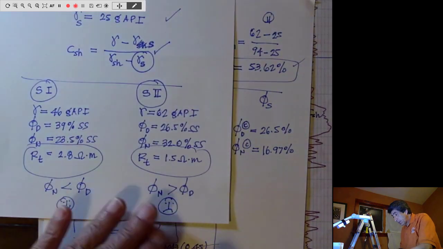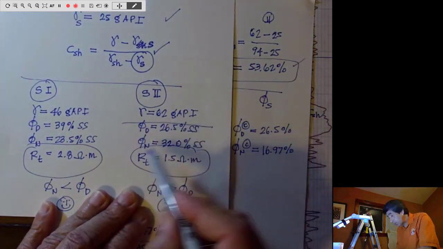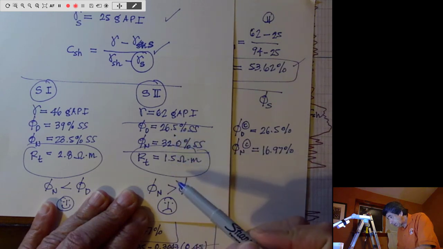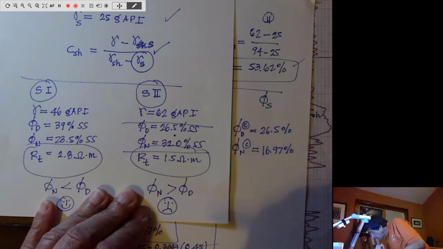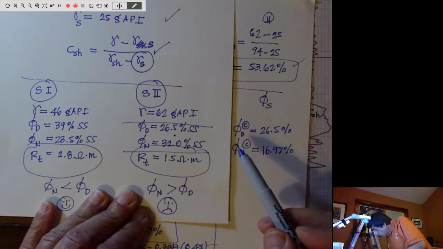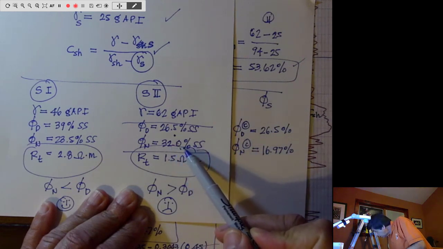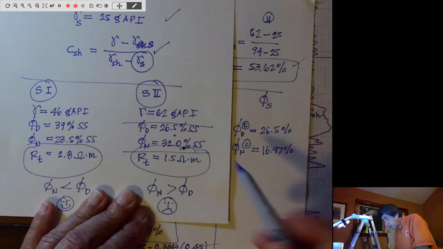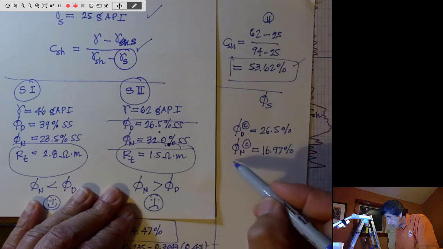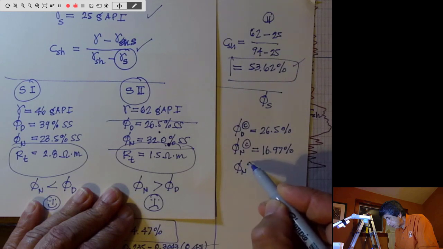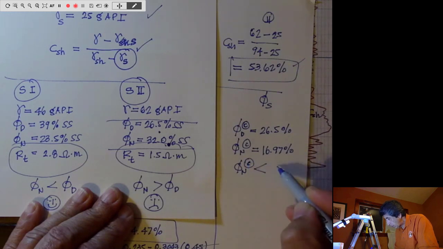That's a very interesting thing, because look, before we did the correction, just to remind you, the values of neutron and density log before correction were 26.5 for the density log and 32% for the neutron log. So now what we have here is a situation where the correction has given us the neutron corrected log now smaller than the density corrected log.